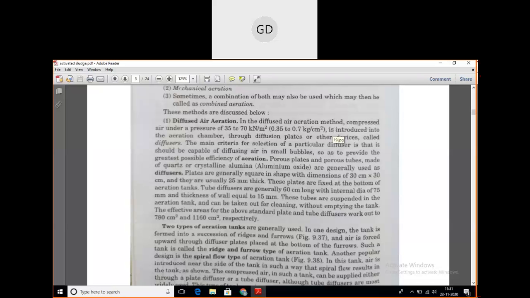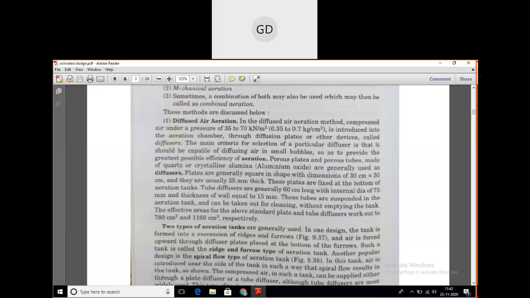The main thing here is that compressed air is introduced. The other things you can read by yourself, like what the materials of the plates or porous tubes are, and what the diameters of the plate diffusers or tube diffusers are. All these diameters and dimensions are mentioned here.